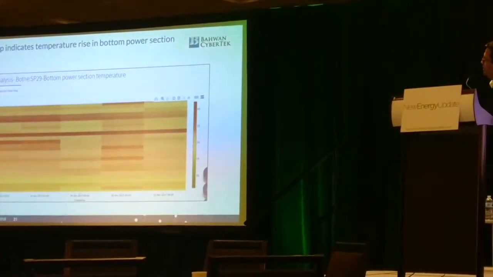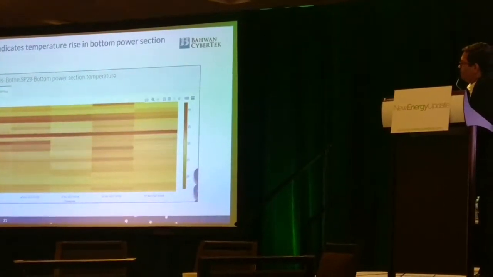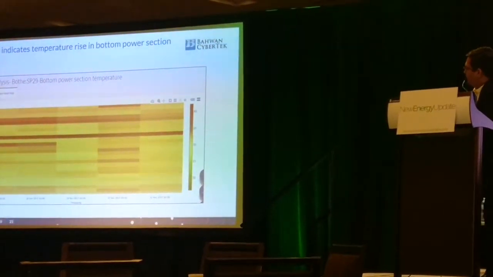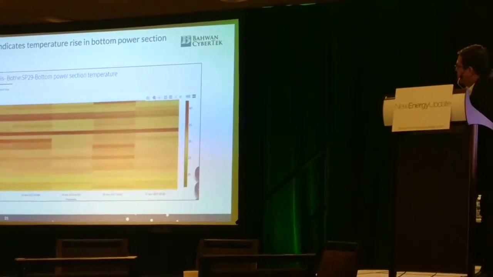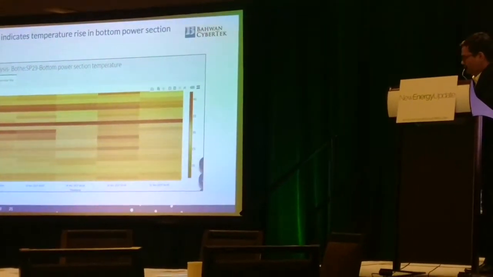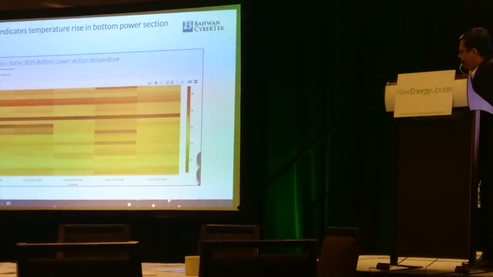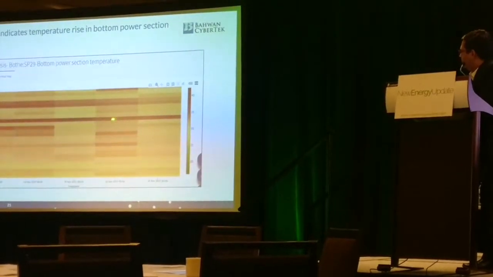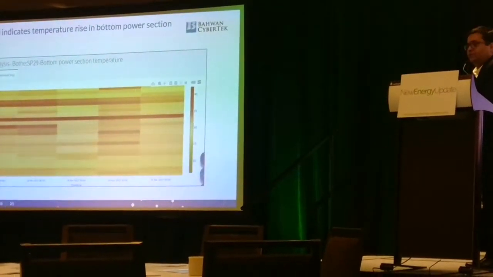This is another example of the comparison of the temperature profiles of, I think it is the bottom power section for the various turbines in that particular park. I think this is the turbine that is supposed to be having the worst performance.